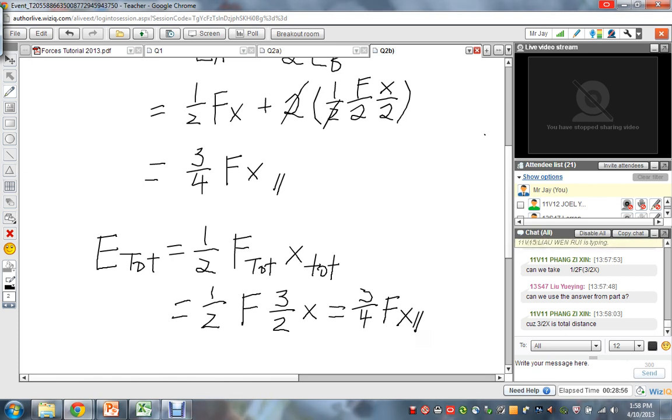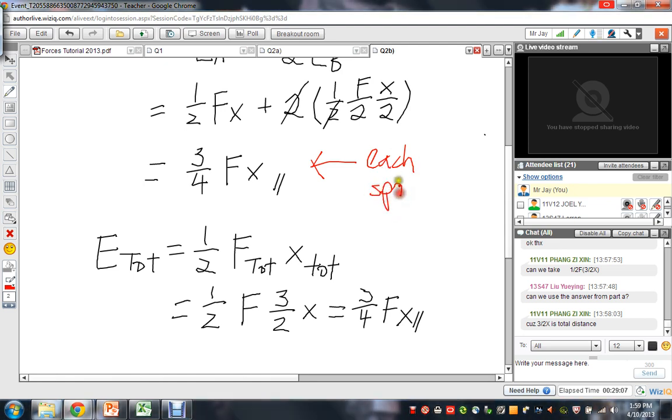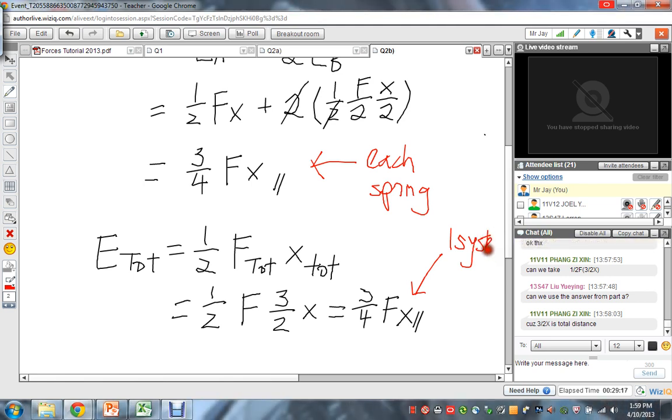So in this case, we're analyzing each spring's energy, and in this case, we are taking it as one system. And you'll get the same result because they are compatible.